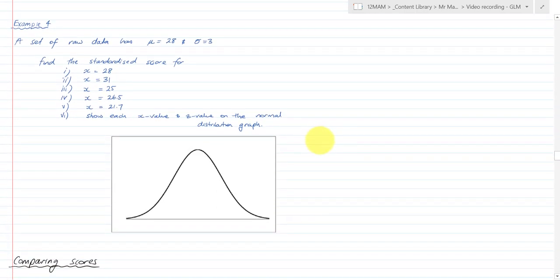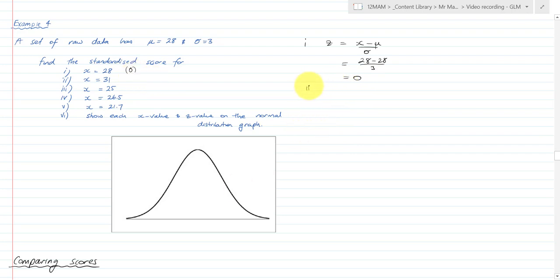Example 4. A set of raw data has a mu of 28 and a sigma of 3. Find the standard score for, and there's a whole bunch of them there, so let's just go ahead and do them. So we know the standard score, Z, is equal to X minus mu over sigma. So in the first case, this is equal to 28 minus 28 over 3, which of course is just 0. So the answer to the first one is 0.